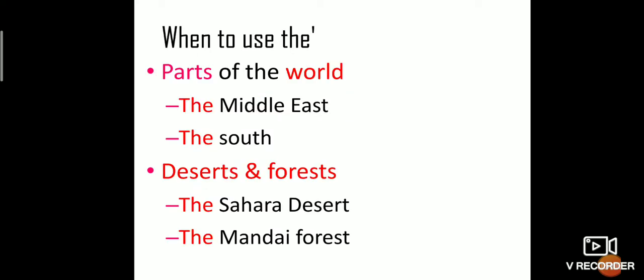Now, we use the with the parts of the world, like the Middle East, the South. With these things also we use the when we are talking about some part of the world. And when we are talking about some deserts and forests, there also we'll use the. Like we say the Sahara Desert, the Mandai Forest. Alright.